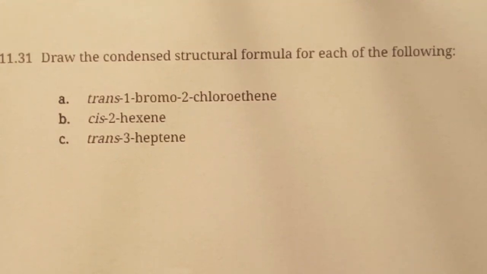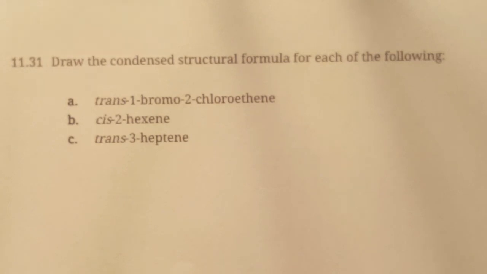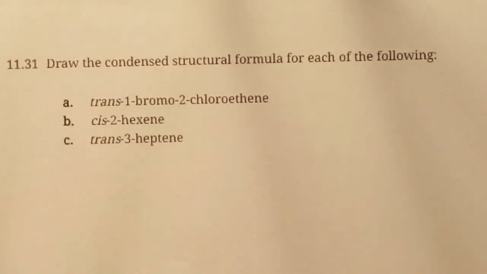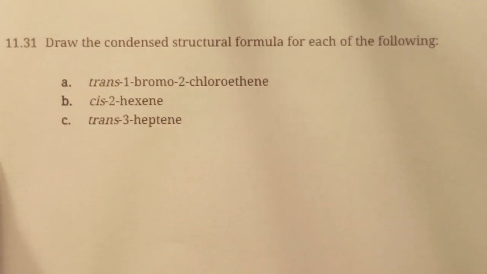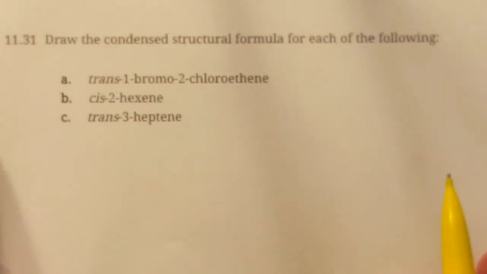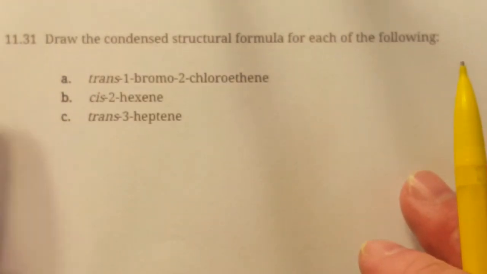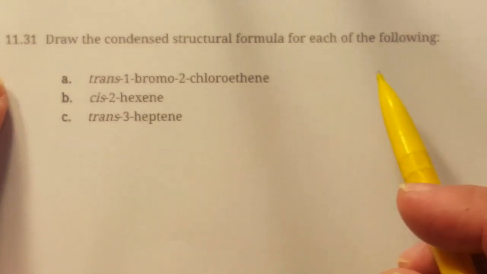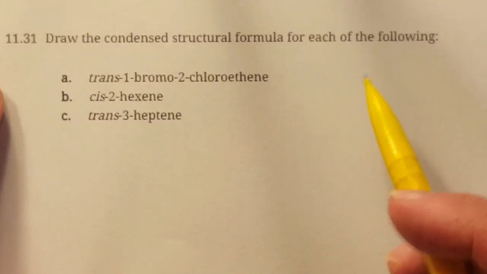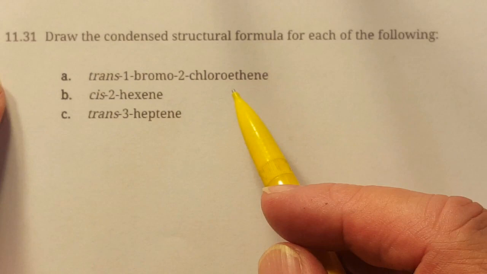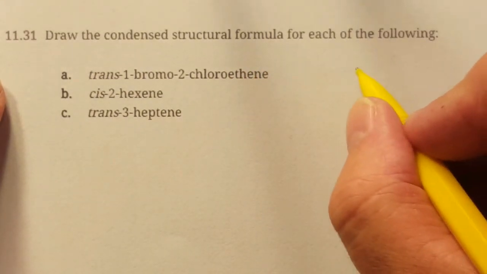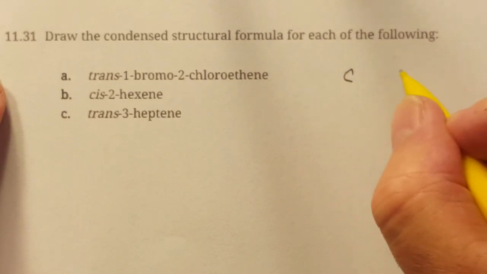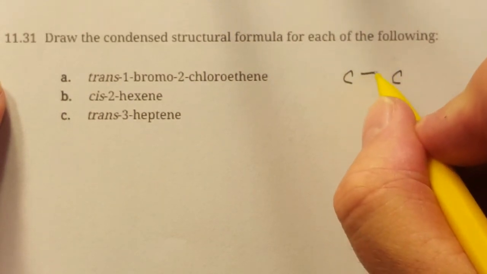Okay, let's move on to question number 31. Draw the condensed structural formula for the following. So again, when you're given a name and you're asked to draw the structure, it's best to put in the bare carbons first. So long name, but the bottom line is that the parent structure is an ethene. So that's 2 carbons with a double bond.